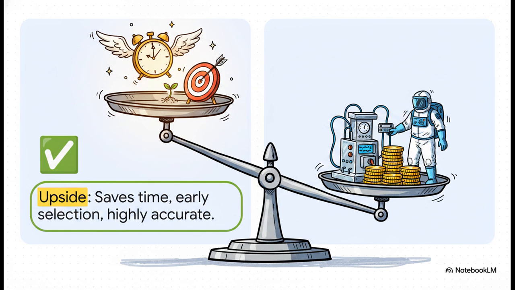Of course, using this tech comes with its own set of trade-offs. The upside is massive. It saves huge amounts of time, enables early-stage selection, is phenomenally accurate, and stays completely unaffected by environmental conditions. The downside? Well, it demands incredibly expensive lab instruments, highly skilled manpower, and advanced facilities. So while it's fast and reliable for sure, it is certainly not cheap or easy to deploy.